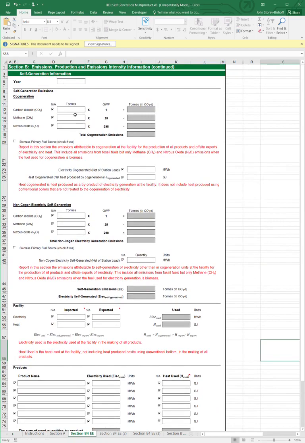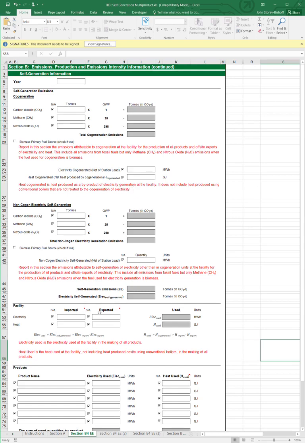The following section collects information about emissions associated with cogeneration or self-generation of electricity. Also report the amount of electricity self-generated net of any station loads. And if you have on-site cogeneration, please also report the net heat produced through cogeneration. Please note that all the fields of this section are to be filled with information for the entire facility, so there is no need to split any of these quantities by product.